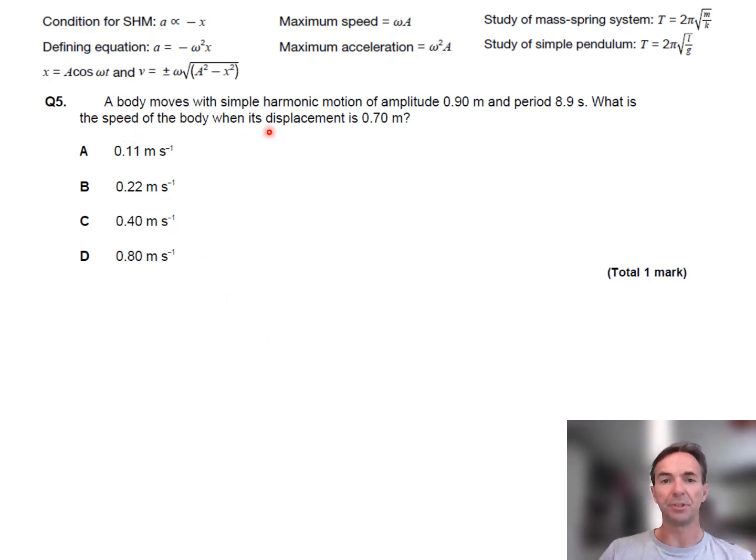A body moves with simple harmonic motion of amplitude 0.9 and a period of 8.9. What is the speed of the body when its displacement is 0.7 meters? So let's read this again. A body moves with amplitude A, period, big T. What is the speed of the body when its displacement is 0.7? Speed, displacement, amplitude, period, boom.